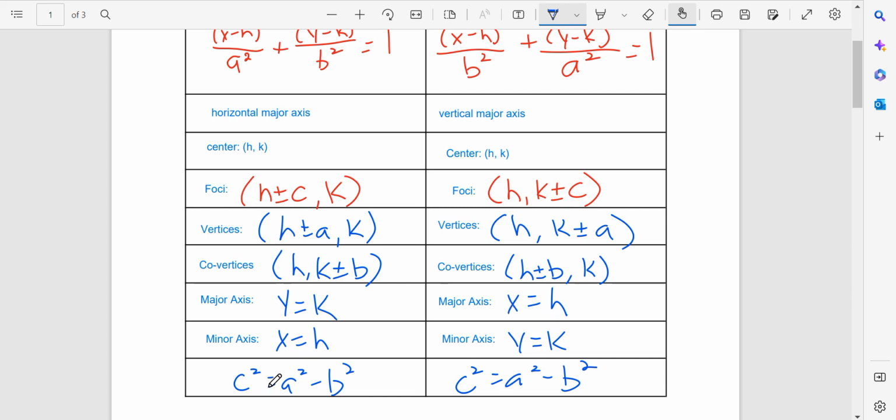And in order to find c for our foci, c squared is equal to a squared minus b squared. Okay. That's a formula you need to know for finding the foci. Sometimes I'll give you the foci and the vertices and you need to find the b value. As long as I give you 2 of the 3, you should be able to find the other.